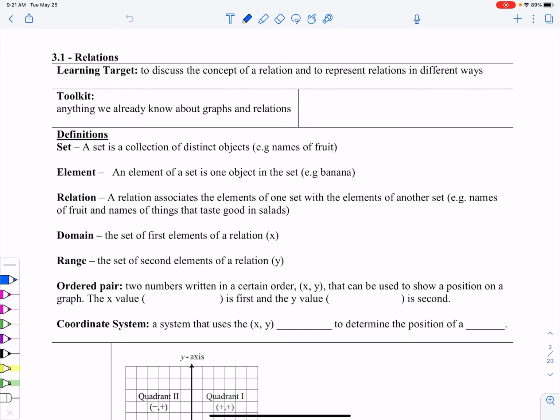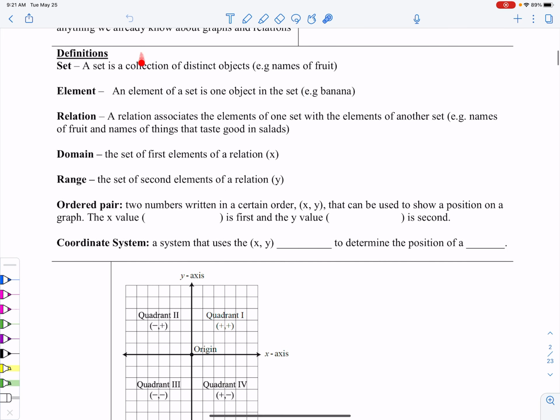This is section 3.1, Relations, part 1. Our learning target is to discuss the concept of a relation and represent our relations in different ways. So first we need to start off with the definitions.